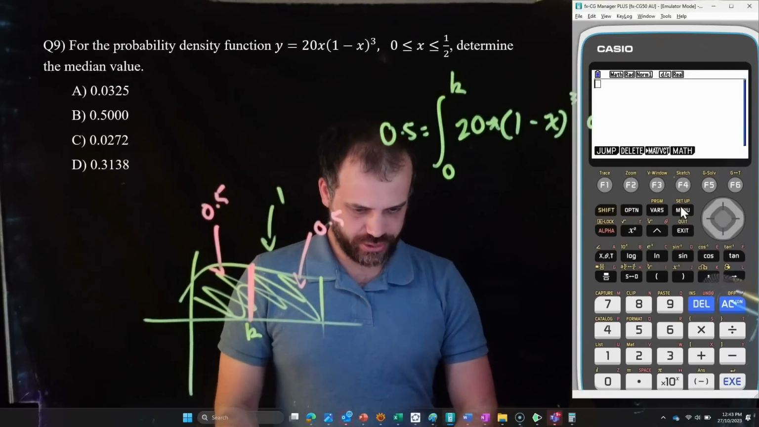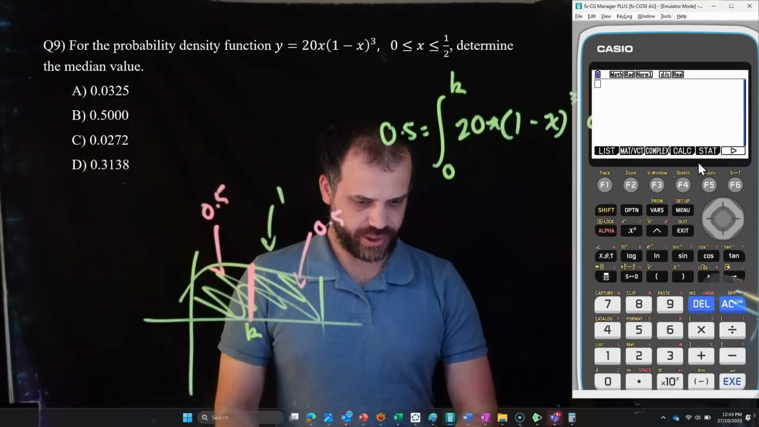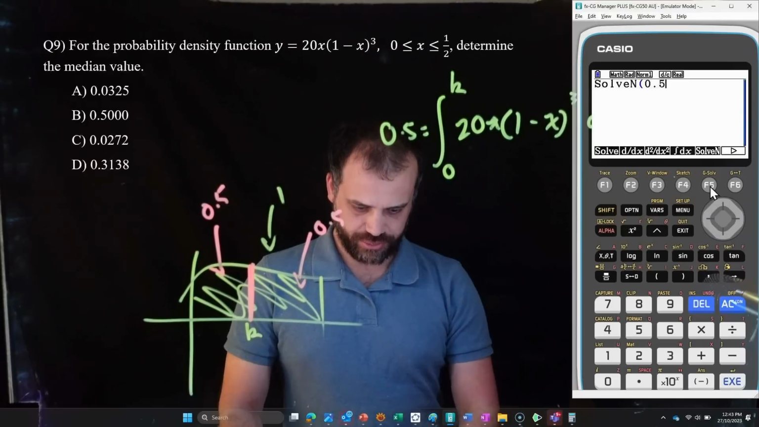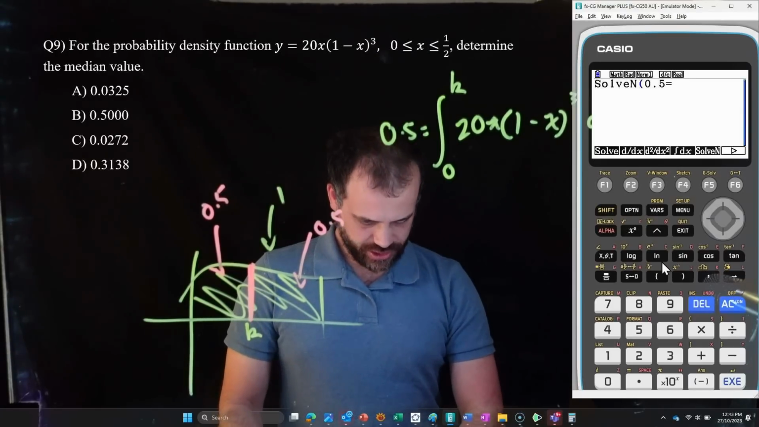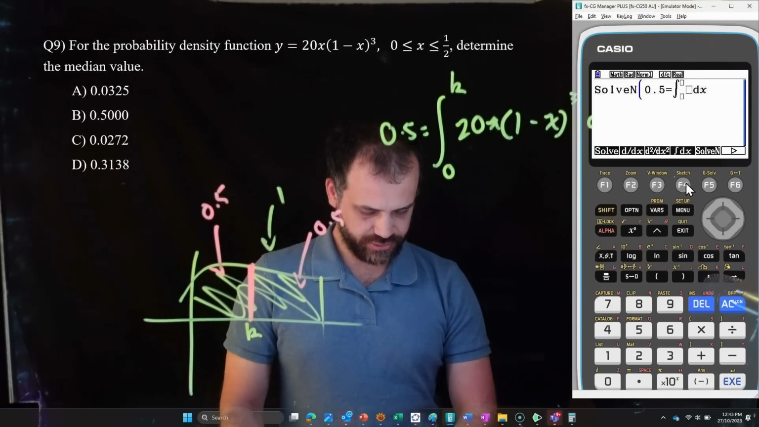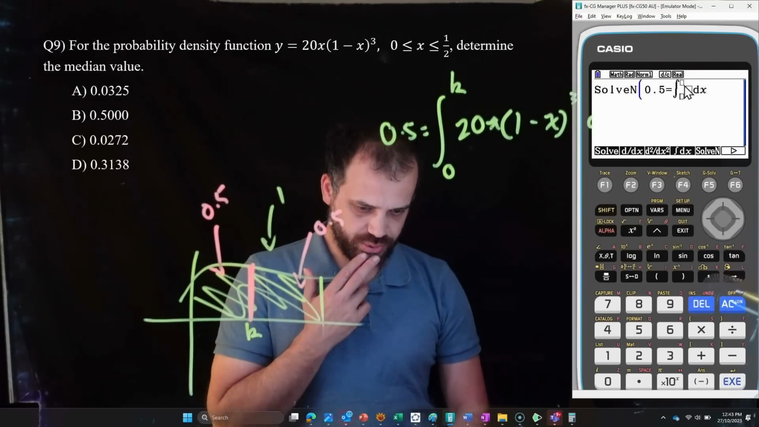So let's make sure we do it right. We've got to go Math, wrong straight away. Options, Calc, Solve N, and then we type in exactly what we see here, 0.5 equals, and then I think we're going to need some math stuff here. Calc, there it is, integral, and then we're integrating between these values.